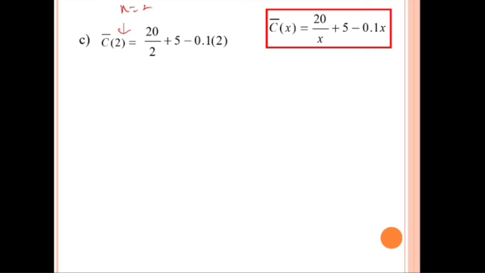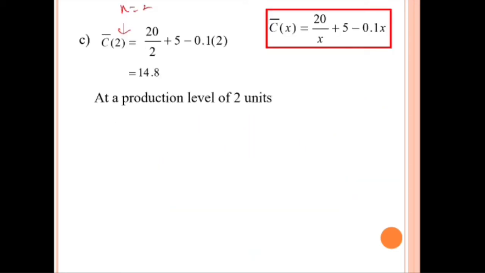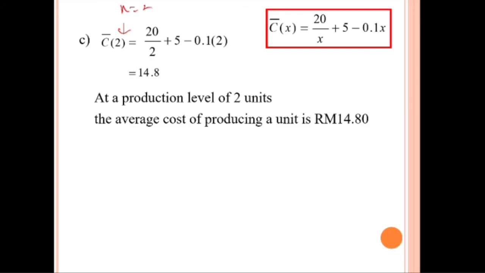So solve it and you get 14.8. The question also wants you to interpret, so write something like this: at a production level of 2 units, the average cost of producing a unit is 14 ringgit and 80 cents. If you want to find the average cost when you are producing 3 units, then just substitute 3 into this average cost function. So this average cost formula is, in general, for any number of units that the company is producing.